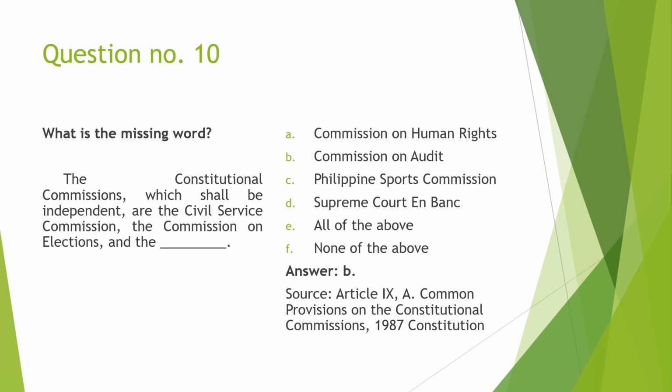Question number 10. What is the missing word? The constitutional commissions which shall be independent are the Civil Service Commission, the Commission on Elections, and the blank. The choices are letter A, Commission on Human Rights, letter B, Commission on Audit, letter C, Philippine Sports Commission, letter D, Supreme Court and Bank, letter E, all of the above, or letter F, none of the above. The answer is letter B, Commission on Audit. The source is Article 9, A, Common Provisions on the Constitutional Commissions of our 1987 Constitution.